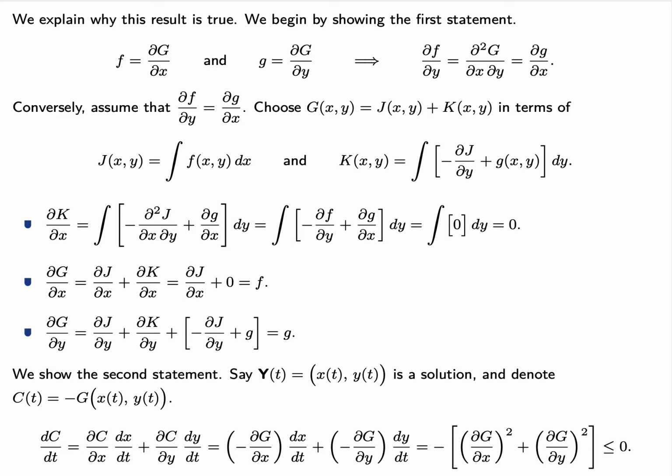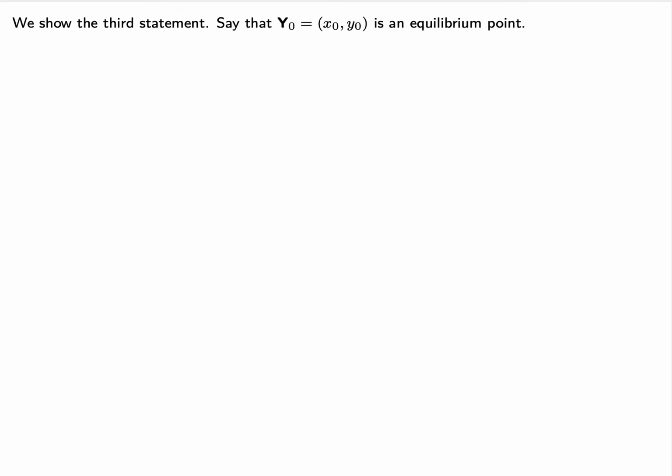Making substitutions, we find that this is equal to negative the following quantity: the square of the partial of capital G with respect to x, plus the square of the partial of capital G with respect to y. Since the sum of squares is greater than or equal to 0, its negative is now less than or equal to 0. Let's show the third statement.